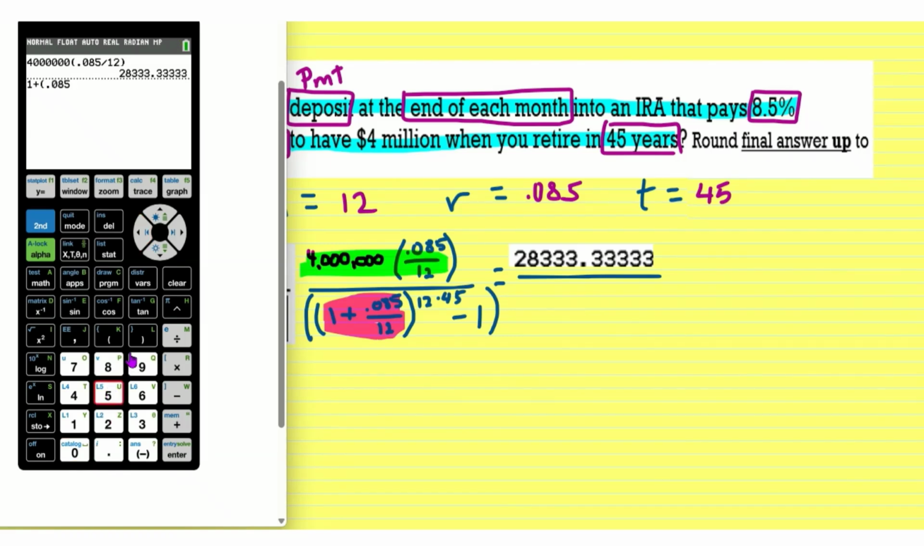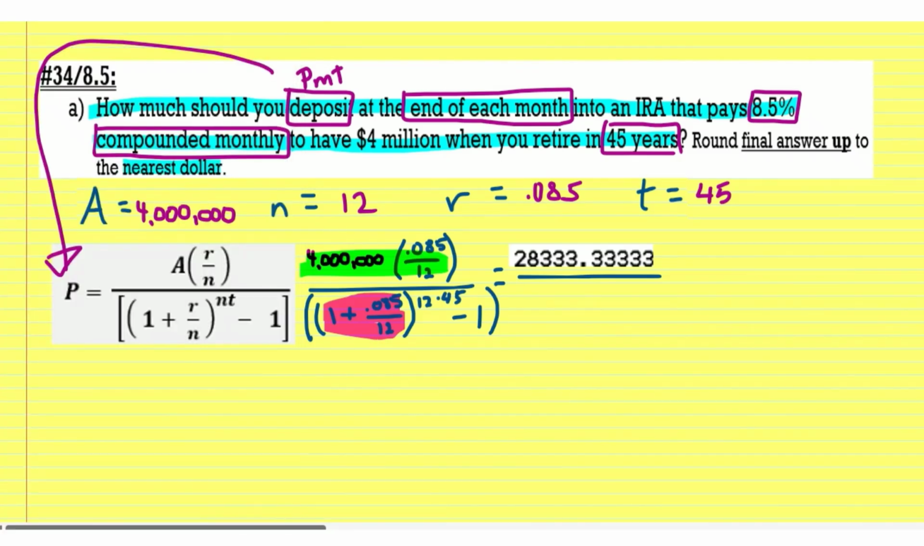If you do not put parentheses around it, it will probably add the 1 to the 0.085 and then divide 1.085 by 12, and that will be incorrect. So you need to make sure you put your fraction inside parentheses so that it reads that ratio as a fraction that's being added to 1. Okay, so 1.0708333.